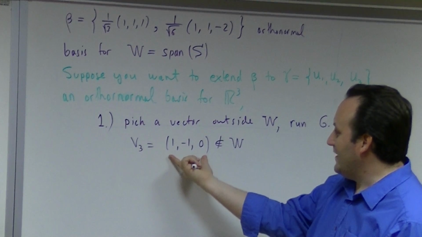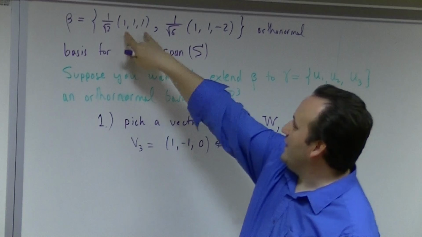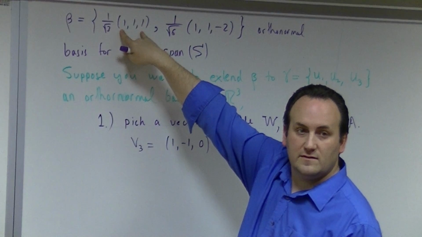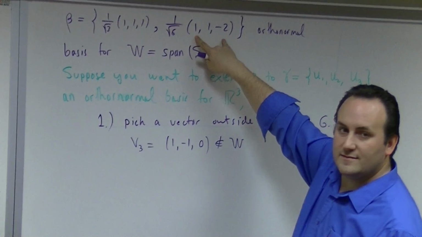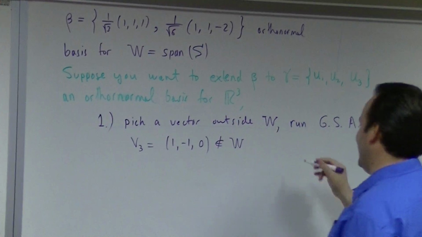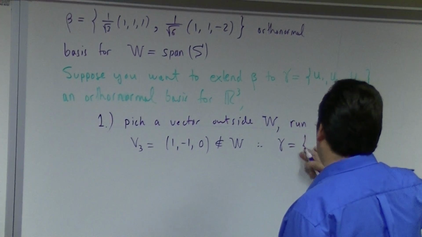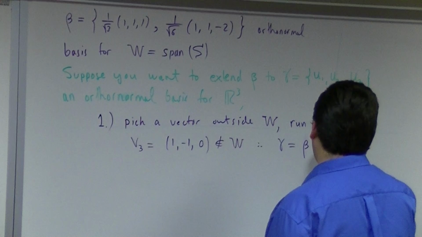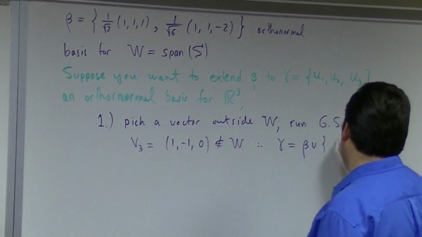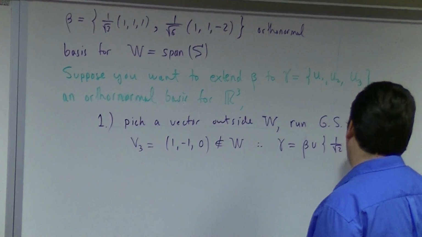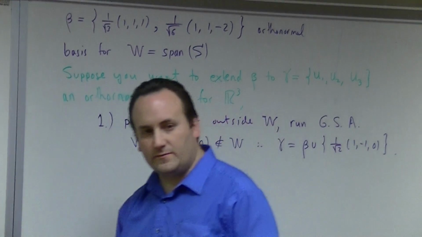But here's the thing, my guess is very fortuitous because if you look at this dot with that, 0. This dot with that, 0. Oh, my guess is very fortunate. So basically my gamma would be beta union with, I want orthonormal, so what do I have to do? My guess isn't quite ready. Normalize it, 1 over square root 2 times (1, -1, 0). And there you go, that would be an orthonormal basis for R3.